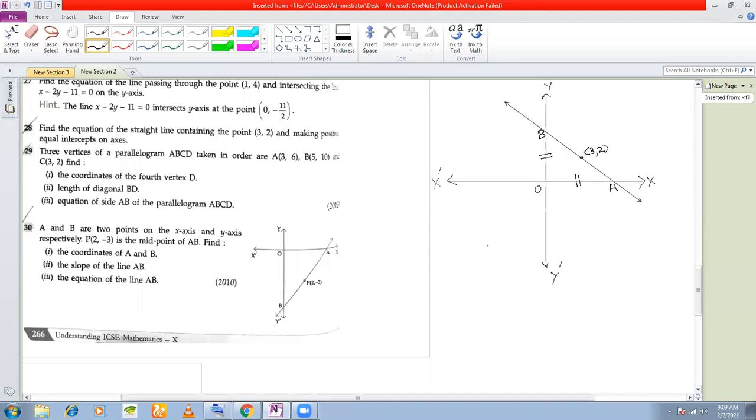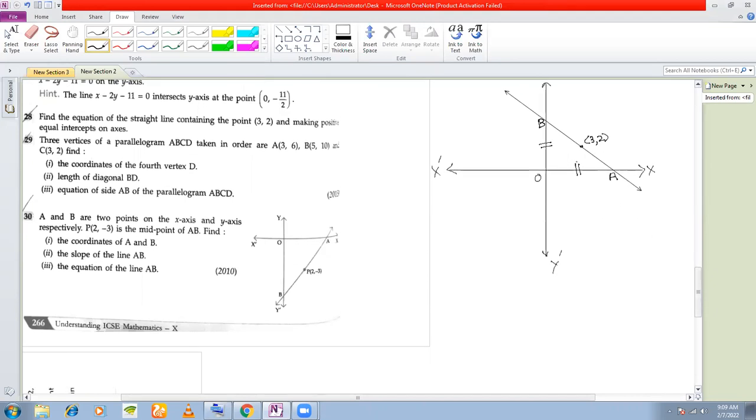Now if OA and OB are equal, then I take the coordinates of A as, let us say, (a, 0), because A is a point on the x-axis, and because OA and OB are equal, I can take the coordinates of B as (0, a). Because if this length is a units, then the coordinates of A will be (a, 0), and the coordinates of B will be (0, a).